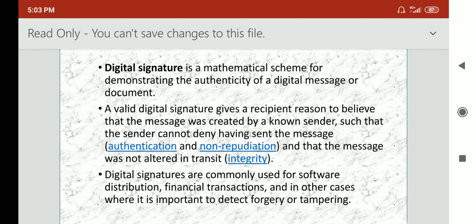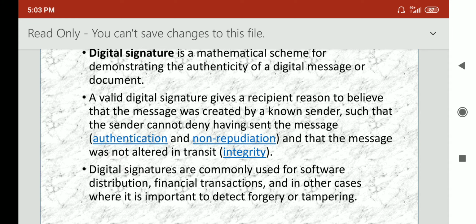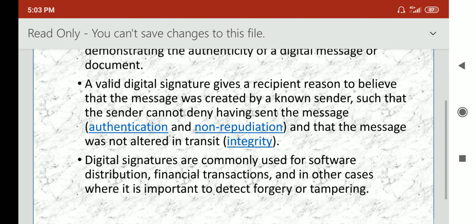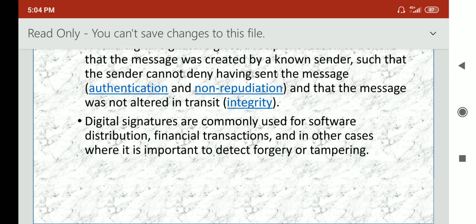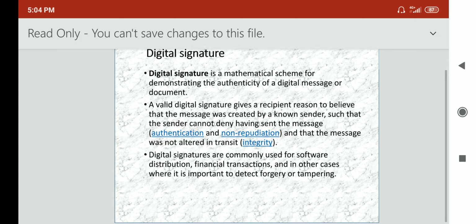Digital signature enables us to implement authentication and non-repudiation along with the integrity of the message. As we are aware, integrity of the message means not allowing any changes in the original message. That is, the message was not altered in transit. Digital signatures are commonly used for software distribution, financial transactions, and in other cases where it is important to detect forgery or tampering.